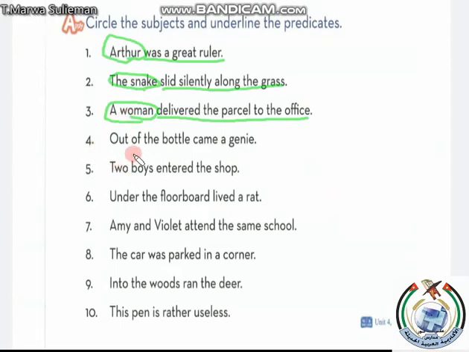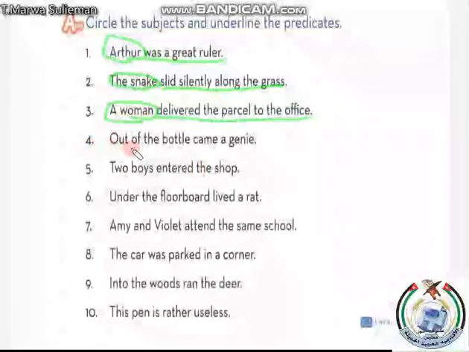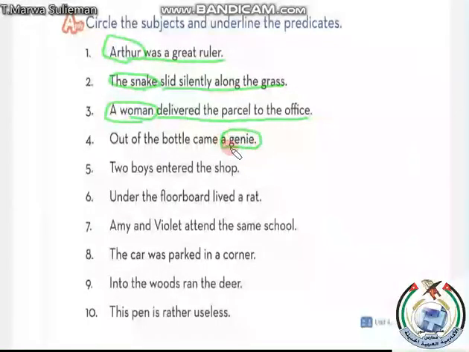Number 4. Out of the bottle came a genie. Here we have the subject comes after the predicate, so a genie is the subject. We will circle it. Came, here we have the verb, so out of the bottle came is the predicate. We will underline it.